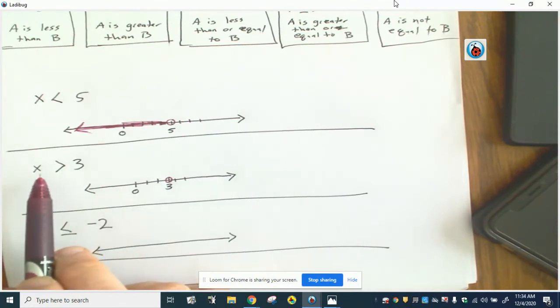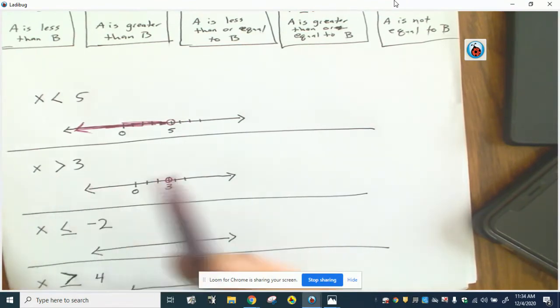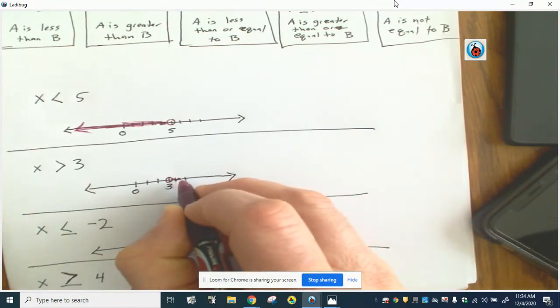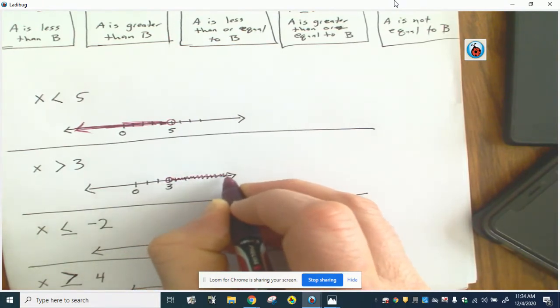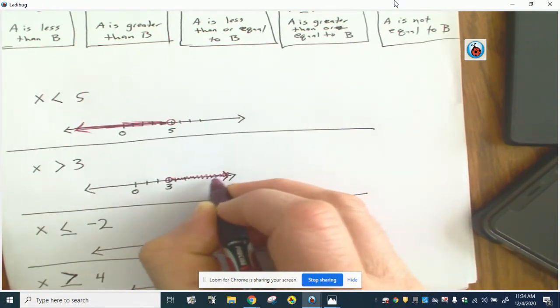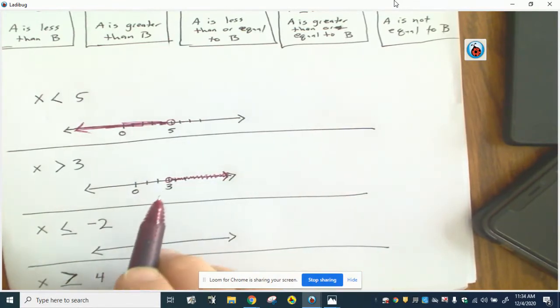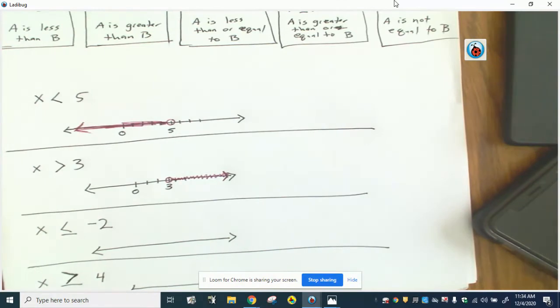Same thing here. It says x is greater than 3, so we want to shade in all the points to the right of 3, right? But we're not actually shading in that 3. We're going to leave that as an open circle, okay?